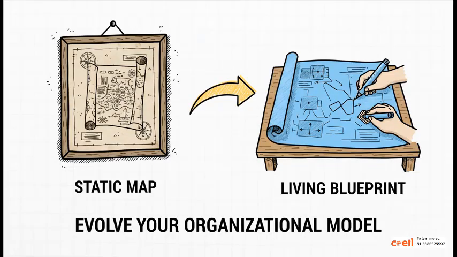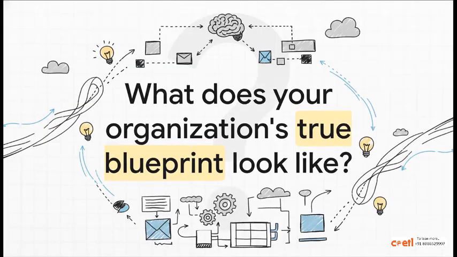And that really brings us to the most important takeaway of all. An organizational model isn't some static map you draw once and then frame on the wall. It has to be a living blueprint, one that you're constantly revisiting, revising, and adapting as your organization grows and changes. So, we'll leave you with this question to think about. Now that you can see beyond that simple org chart, what does your organization's true blueprint, the way work really gets done, actually look like?